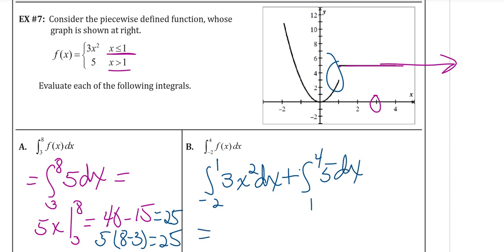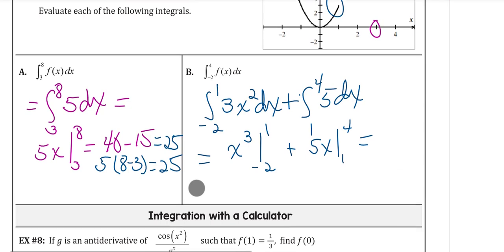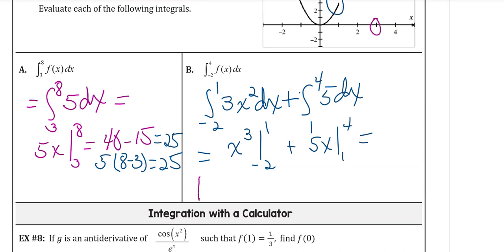Okay, so finding the antiderivative of both of these, we get x to the third, evaluated from -2 to 1, plus 5x, evaluated from 1 to 4. And when we do that, we get 1 minus a -8, so 1 plus 8 for that one, plus 20 minus 5. And so we get 9. Adding that all up, we get 24.